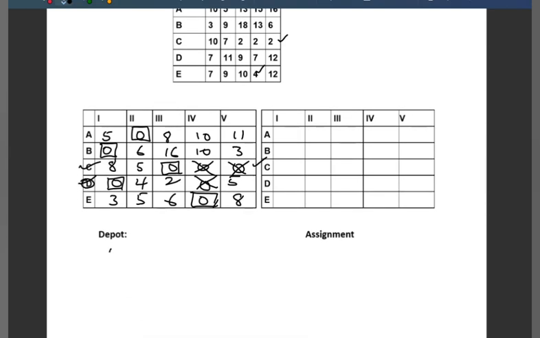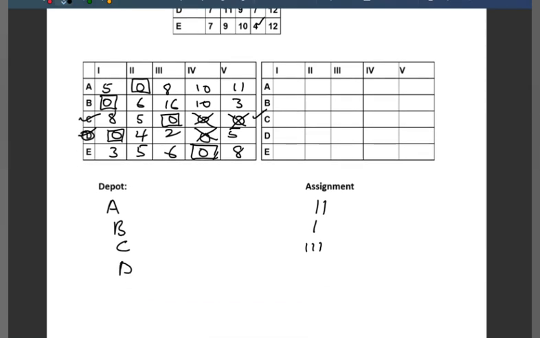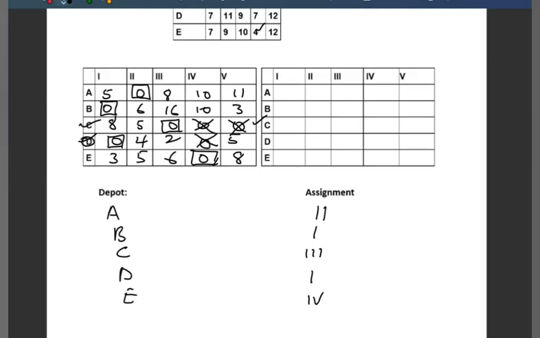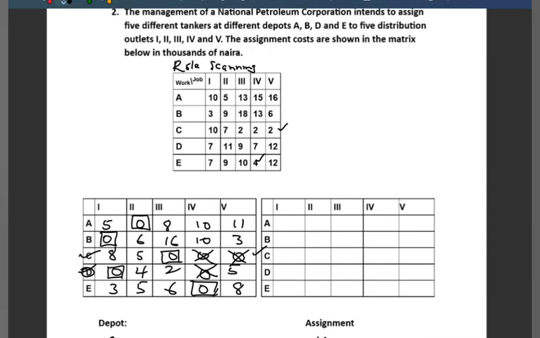Then we are going to take our assignment now. So you can see that A is assigned to 2, B is assigned to 1, C is assigned to 3, D is assigned to 1, and E is assigned to 4. Okay, so let's get the cost now. So the minimum cost would be, they are in 10,000 of naira.